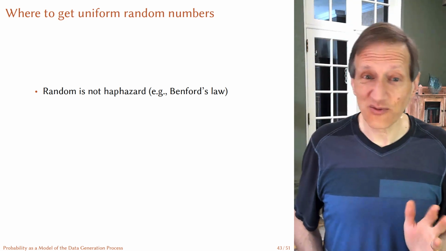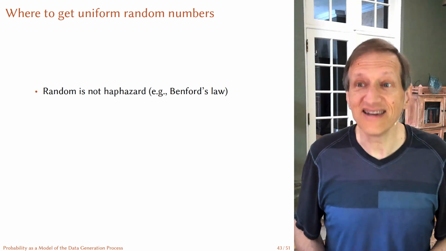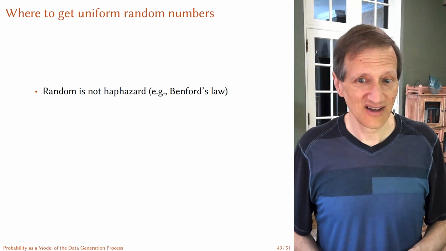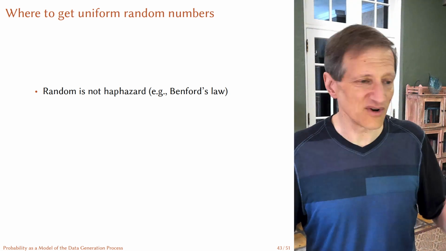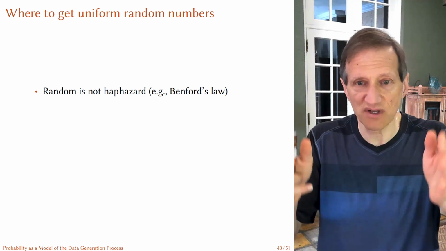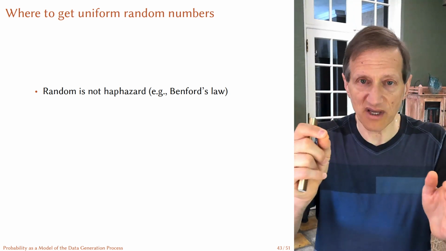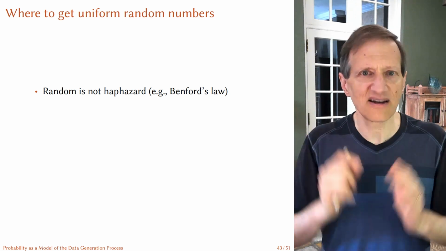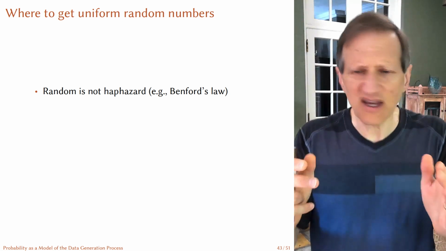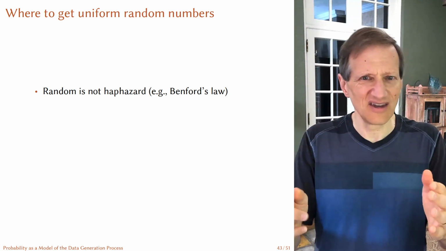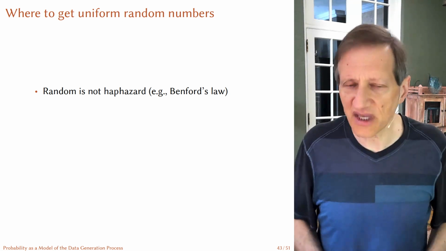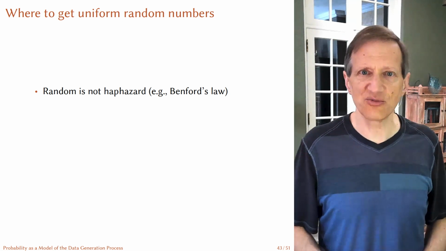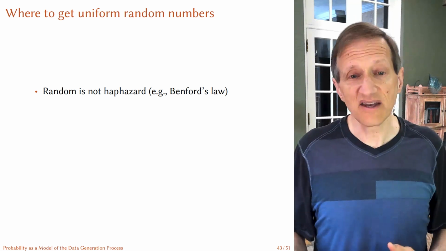Okay, here's the weird thing. Random is not haphazard. You can't just make up numbers. If you're asked to make up numbers between 0 and 1 randomly, well, first of all, you have to ask the question: randomly, that's not a definition, right? Randomly is random draws from some probability distribution. You have to know what the probability distribution is. If it's uniform, that's fine.